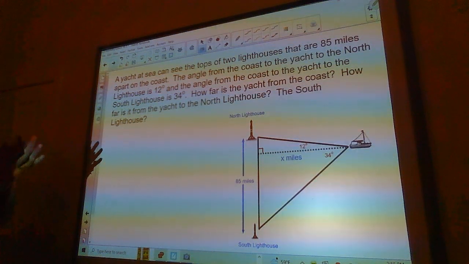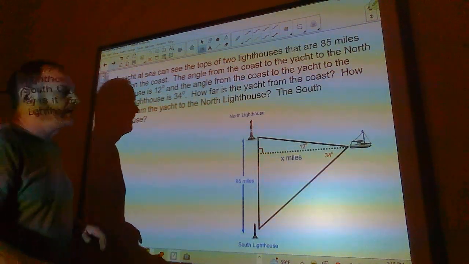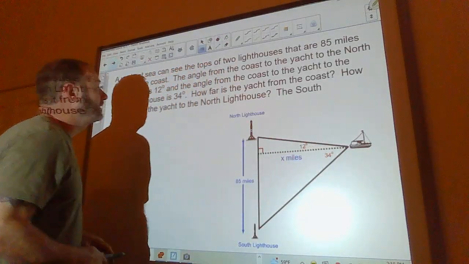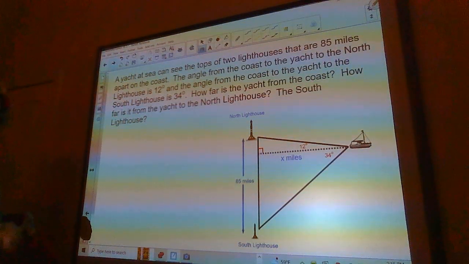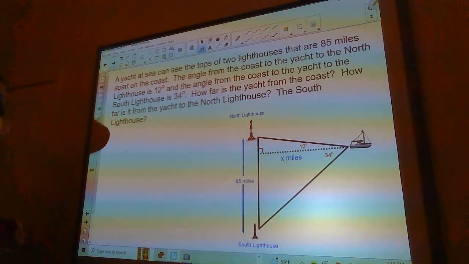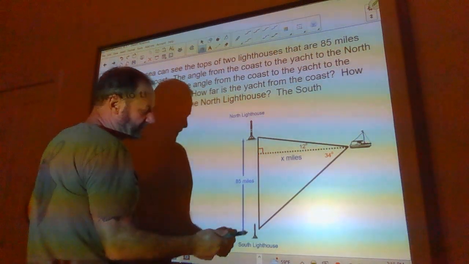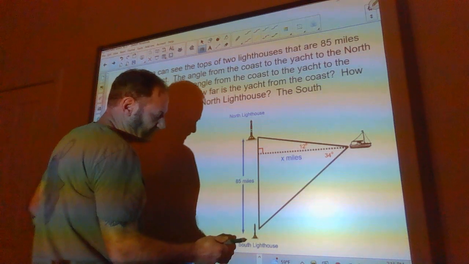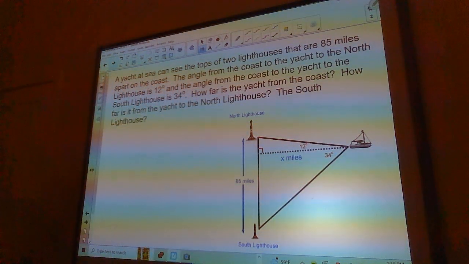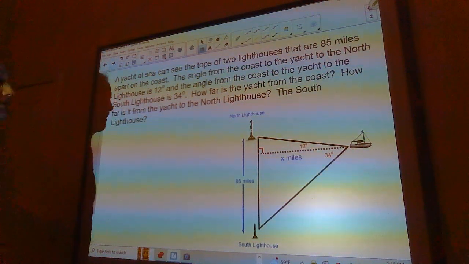Okay, here we go. We've got a yacht at sea out here. All right, here's the yacht. It's out in the sea. It can see the tops of two lighthouses that are 85 miles apart on the coast. So lighthouse one here, the north one, is 85 miles from the south one. The angle from the coast to the yacht to the north lighthouse is 12 degrees.